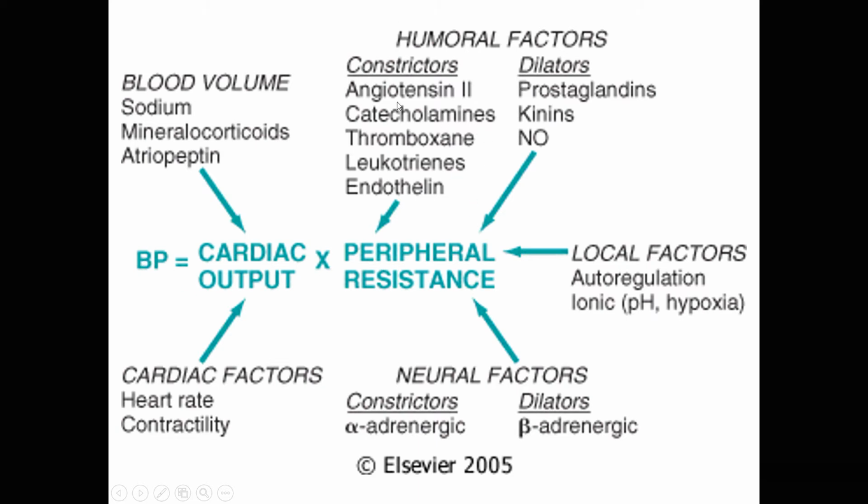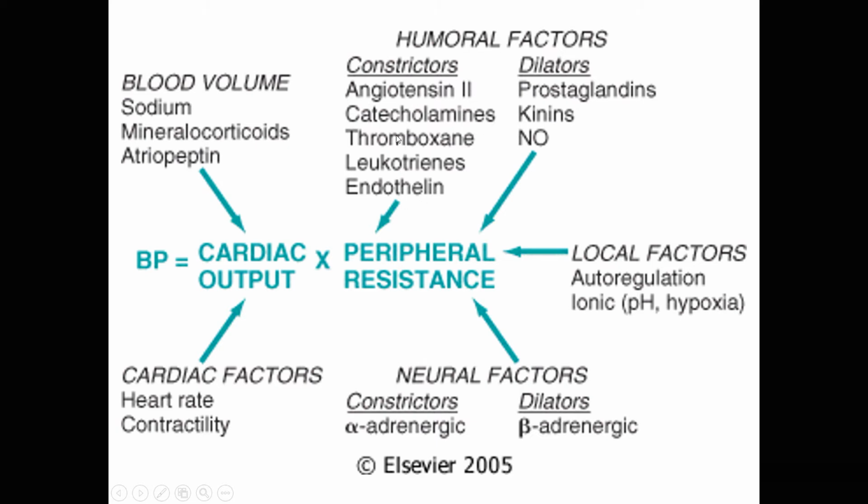Humoral factors are summarized here. Vasoconstriction will increase the peripheral resistance. The main vasoconstrictor in our organism is angiotensin II. Let me remind, this is the peptide generated by the renin-angiotensin system. Renin is released by the kidney to cleave angiotensin 1 from the renin substrate, and later angiotensin 1 is converted to angiotensin 2 by a converting enzyme.